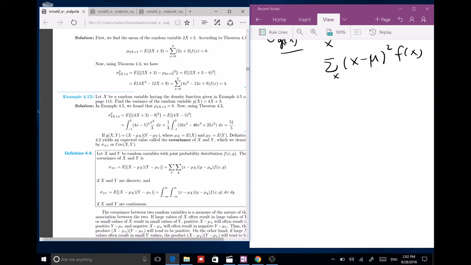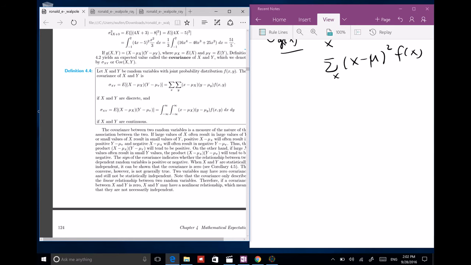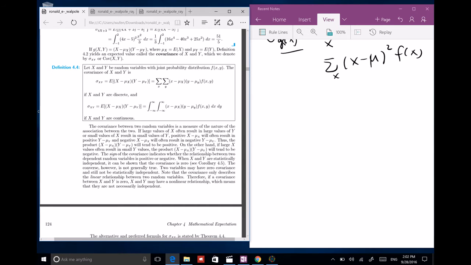So there is another definition after the variance. We also have X and Y. They may have some correlation. So now we also want to find out the covariance.